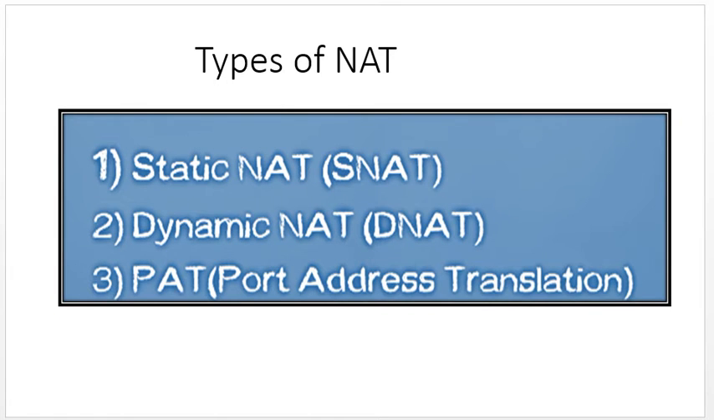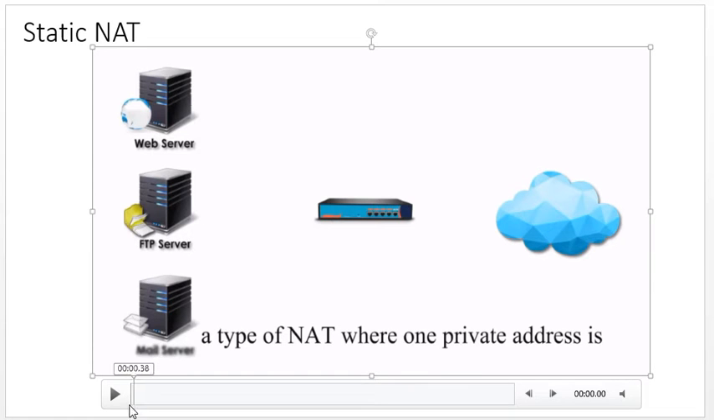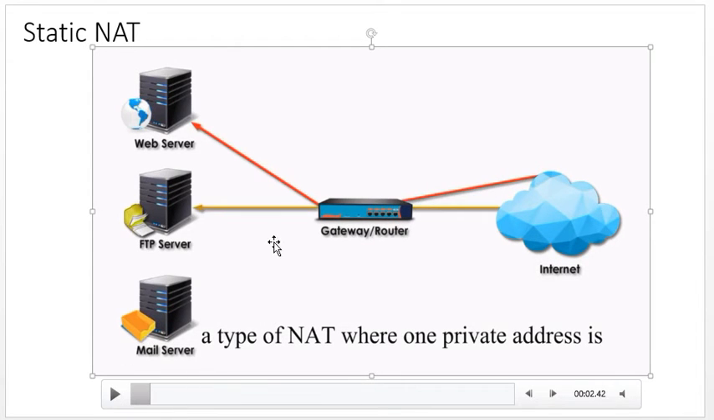One is static, one is dynamic, and the third one is port address translator, right? So what's the difference? Let's start with the first one, which is static NAT. So static NAT is actually assigning an IP address to an inside server. Let's say you have a network, and you are connecting the set of systems with this router, right?